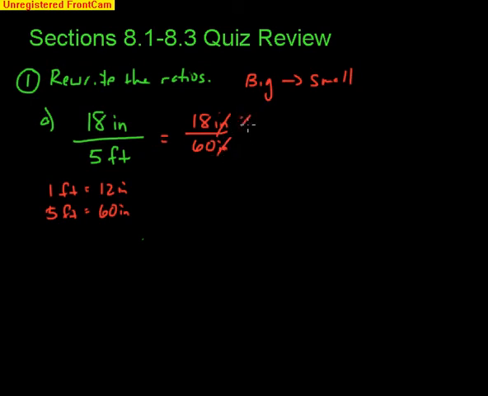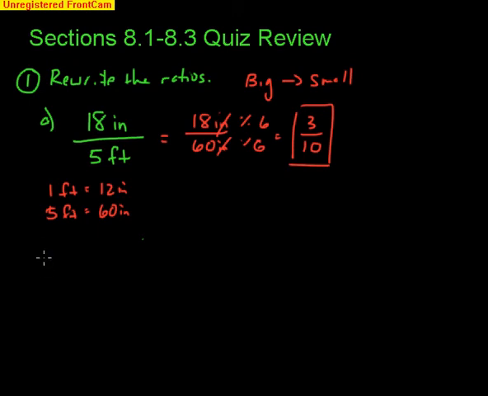Well, I think that 2 goes into both. I think I can do better. 6 goes into both, right? 6 does. And I'll get 3 over 10. And there's the simplified ratio.